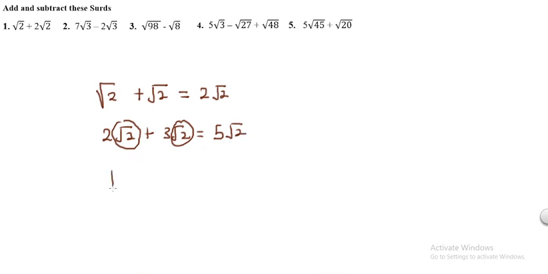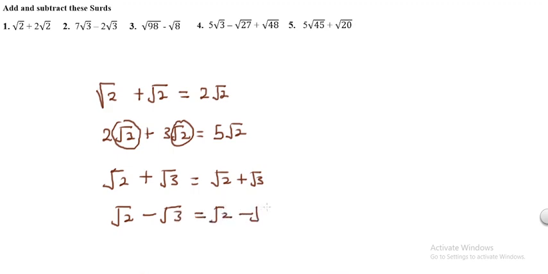But if you have something like root 2 plus root 3, you cannot add these two surds because they do not have the same roots. So the answer here will ultimately be root 2 plus root 3. The same thing goes for subtraction. You can add the surds here, but you cannot subtract the surds here. So if you have root 2 minus root 3, this will be equal to root 2 minus root 3. Now that we know this, we are fully prepared to solve our questions.